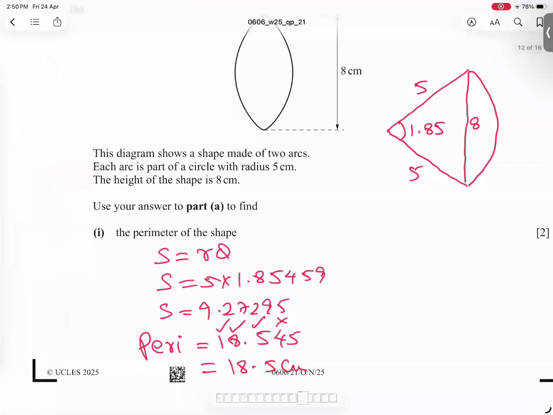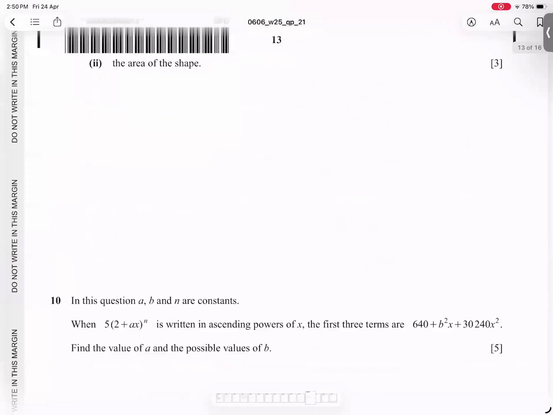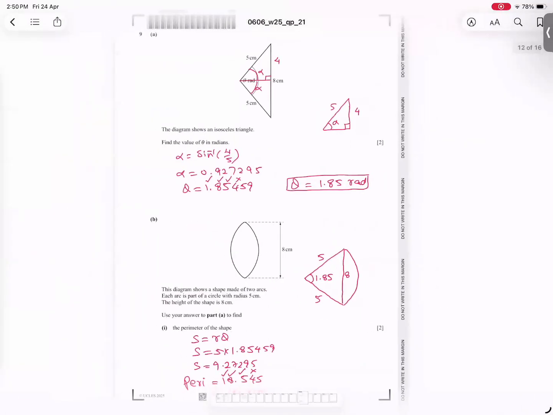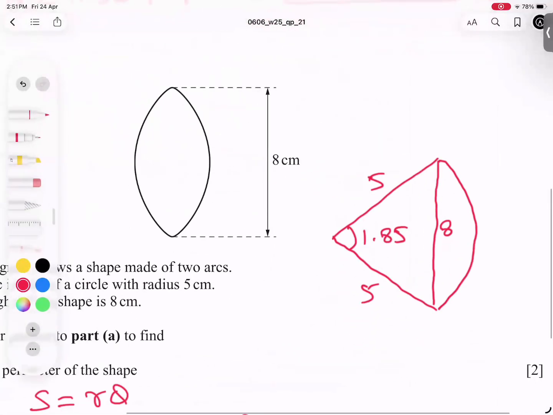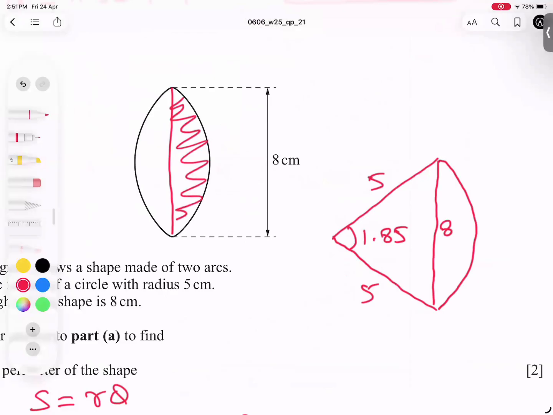And let's go for the second part. Second part, area of the shape. How to get the area of the shape now? Okay, go back and see. Area of the shape means, if you look carefully, students, I drop a line in the middle. So this area is basically equal to this area, and this is called a segment. If I get one segment area multiplied by 2, I will get my answer.